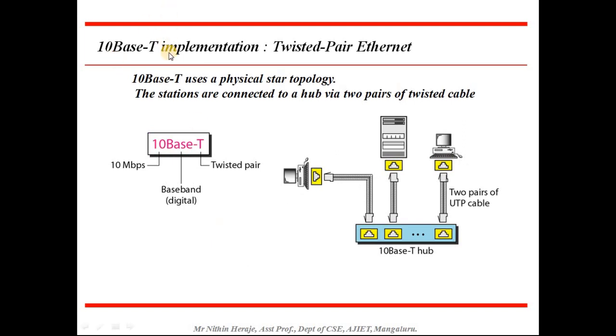The next category is the 10Base-T implementation, that is twisted pair Ethernet. 10Base-T uses a physical star topology. You can look at this, it acts like a hub, hence it is a star topology. So 10 means 10 Mbps, base is baseband, T means it is a twisted pair cable. You'll have two pairs of UTP cables in each of these connections.